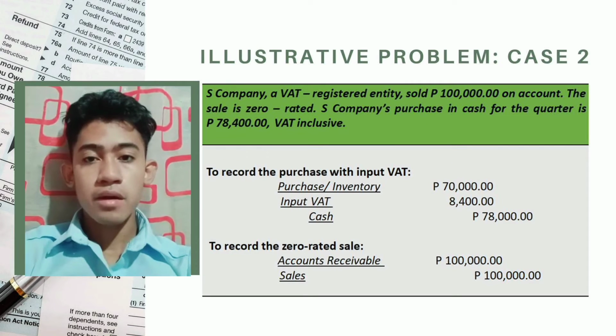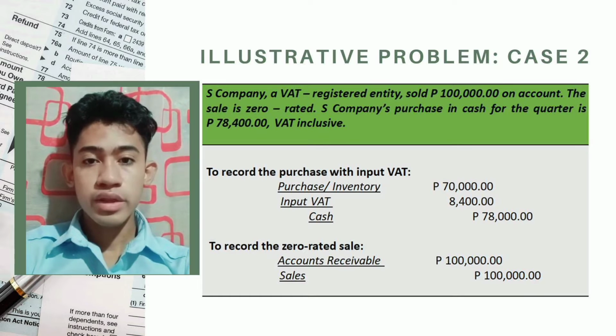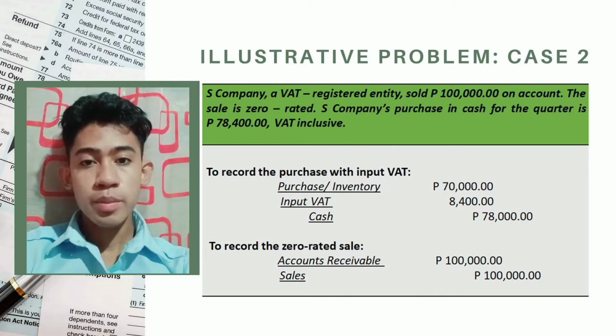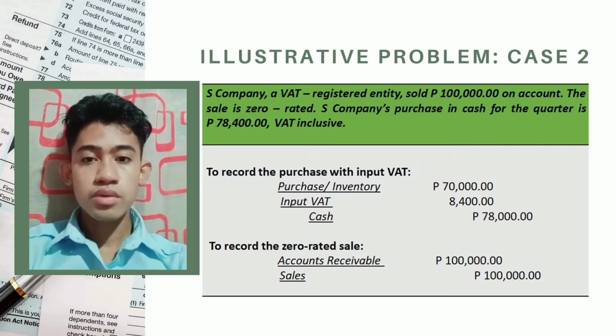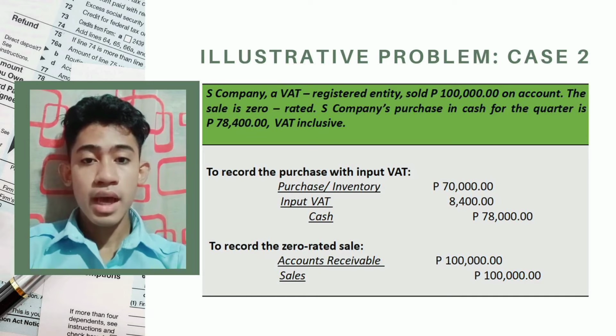Number 2, company sold 100,000 and the sale is considered as zero-rated. The journal entry to record the purchase with input VAT is the same as your case number 1. But to record a zero-rated sale, we debit accounts receivable 100,000 and then credit sale 100,000.